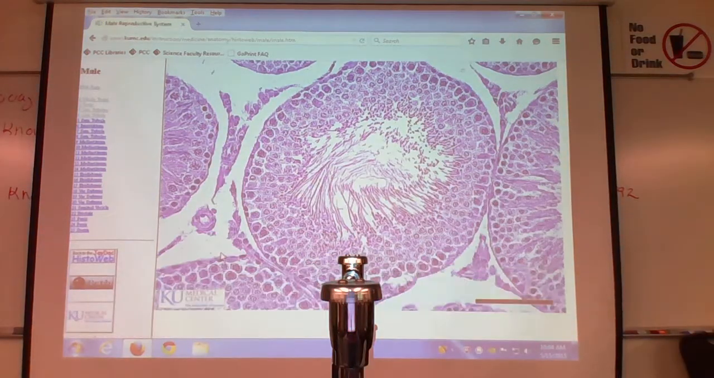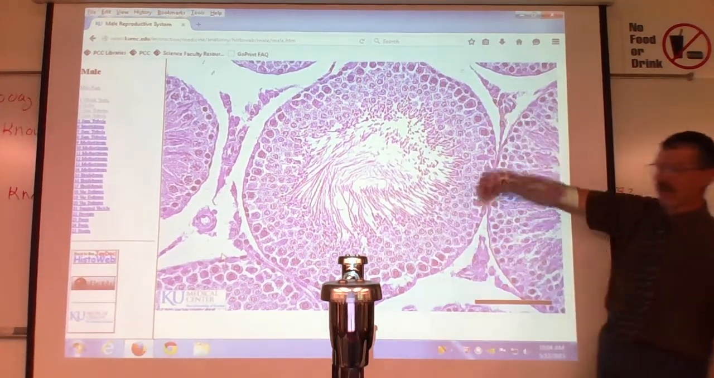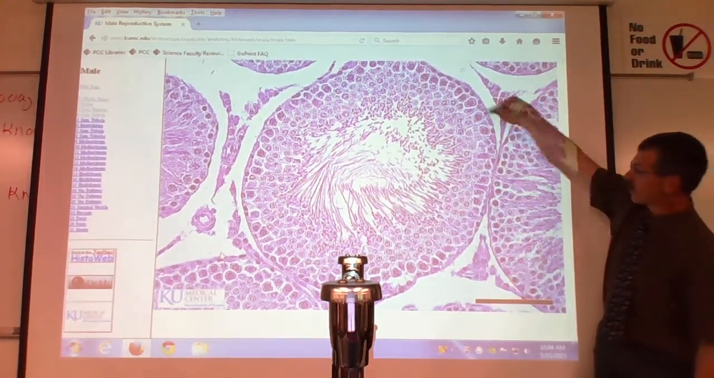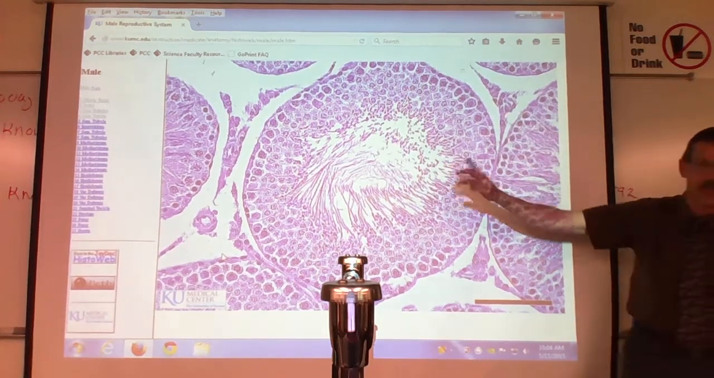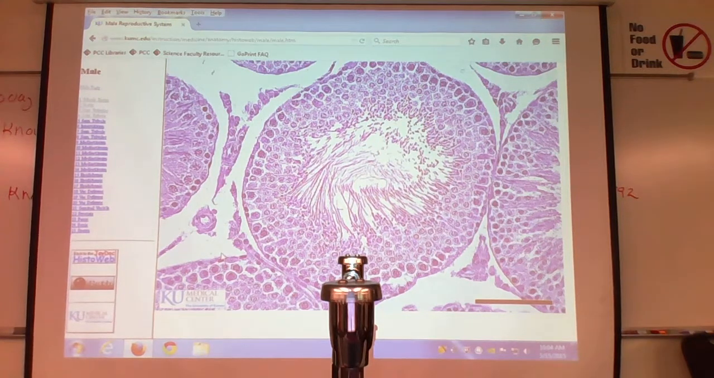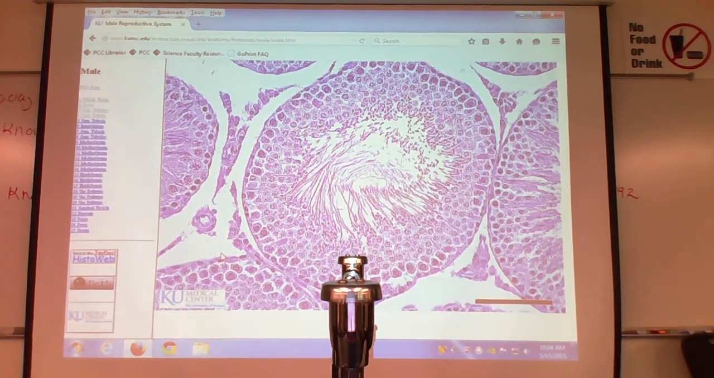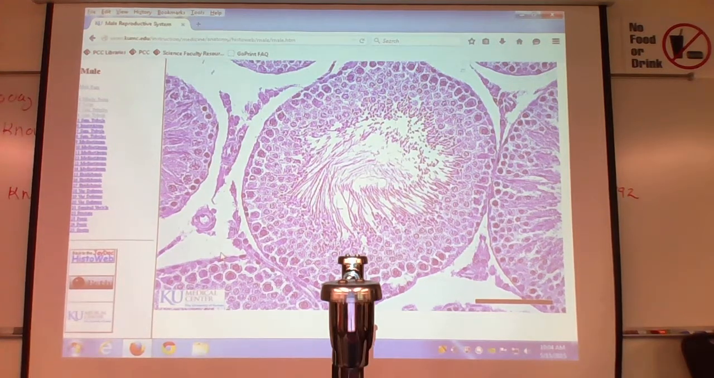What is this a picture of? A seminiferous tubule in my testis. How did you know? Sperm in the middle of a ring. That's what we learned in class, the blood-testis barrier kind of thing. So that's my seminiferous tubule in a testis. You want to identify that that's a testis and that's one of the tubes inside of it. Makes sense? So look for the sperm. It's always a perfect circle, or pretty darn close to a perfect circle.